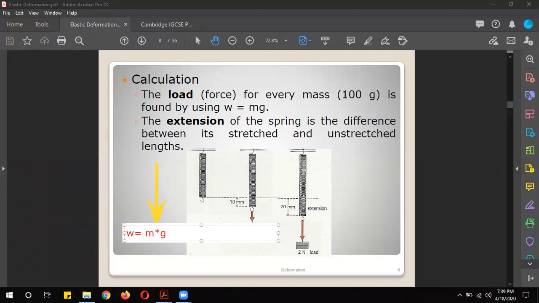Mass times gravitational acceleration. Clear? So weight becomes W equals mg: 100 gram multiplied by 10 meter per second square. So weight becomes 1000 Newton. Clear? So when we add 100 gram, it is producing 1000 Newton force on the spring.